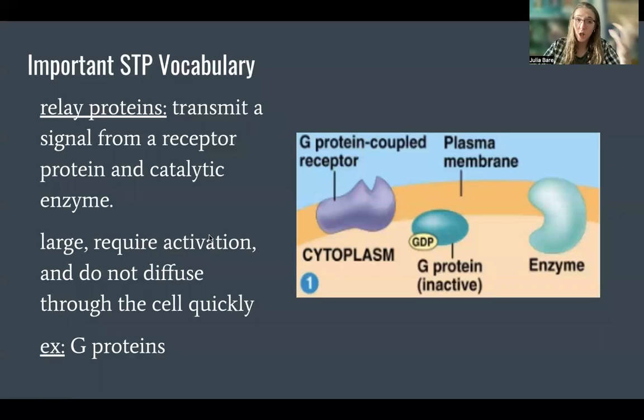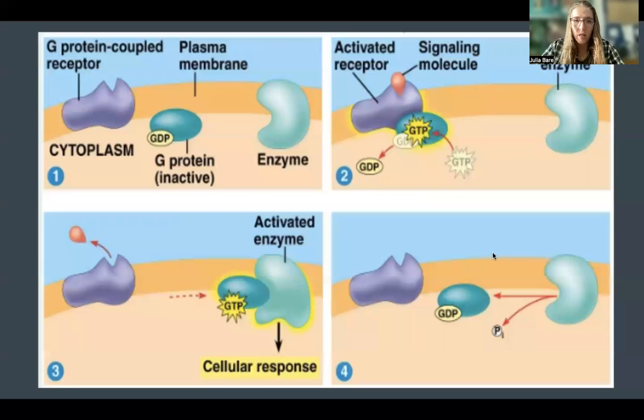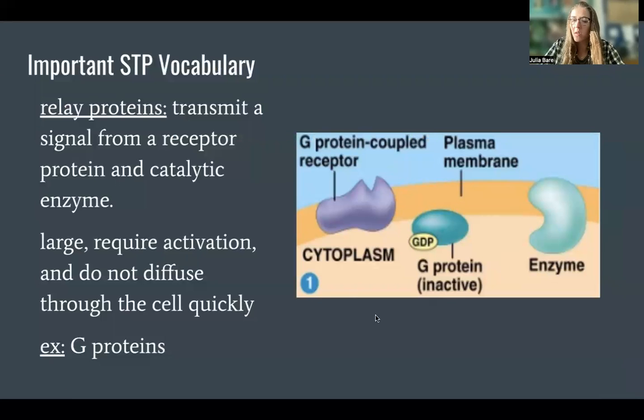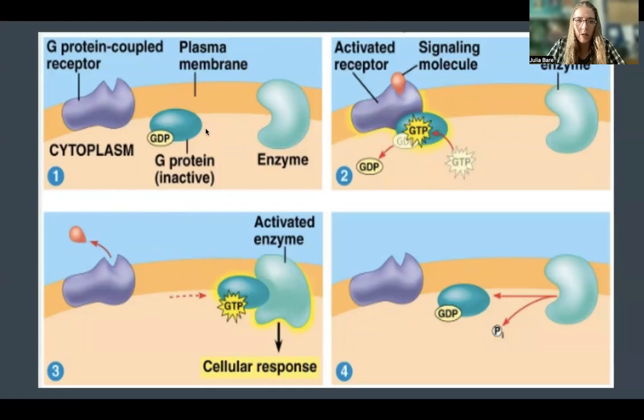These relay proteins are fairly large. They require some sort of activation, and they do not diffuse through the cell quickly. Okay, so a good example of a relay protein is a G protein. So if we're looking at this example here, this is a G protein coupled receptor. This is a G protein, and then this is the enzyme that the G protein is eventually going to activate. So this is just the setup. This first frame here is the setup. And if we go to this diagram, this top left frame is the same frame.